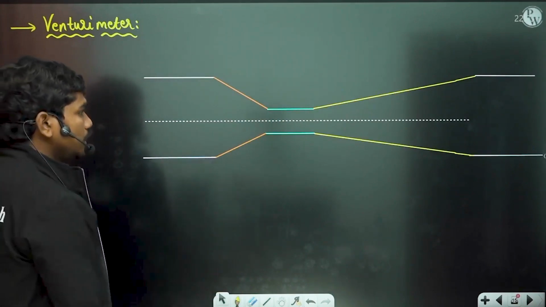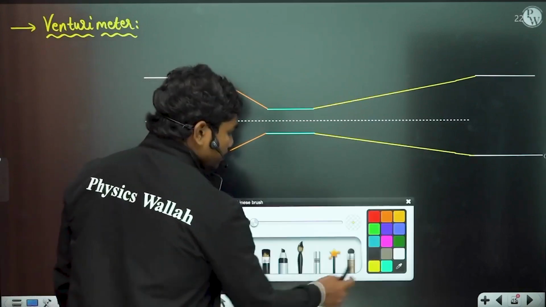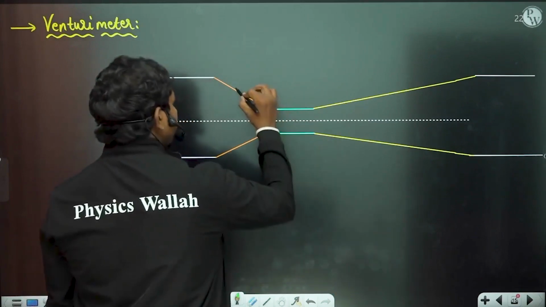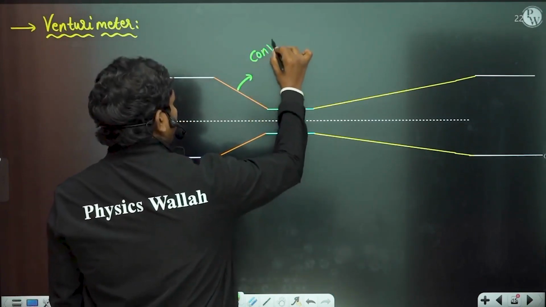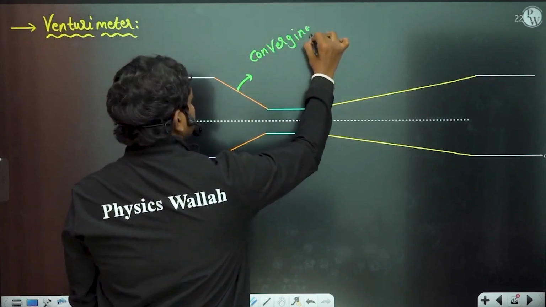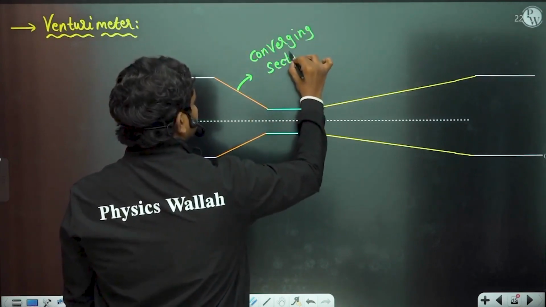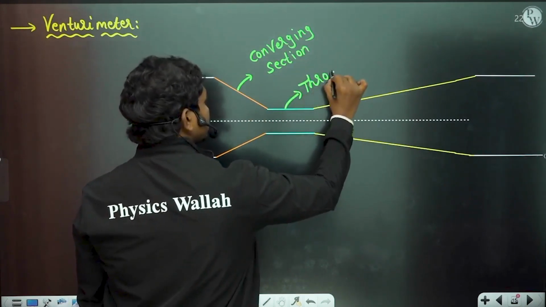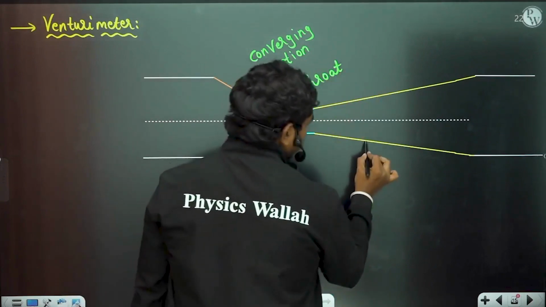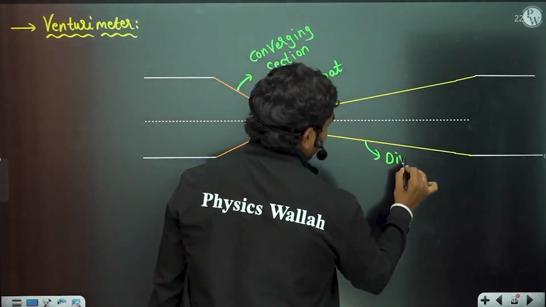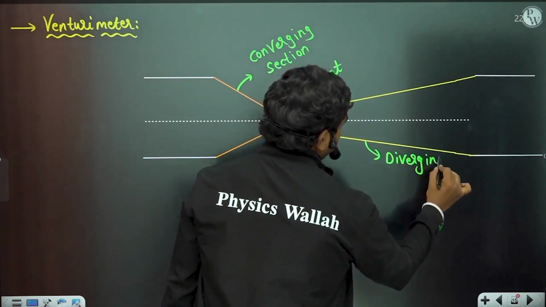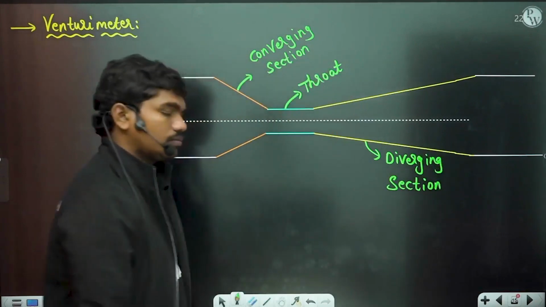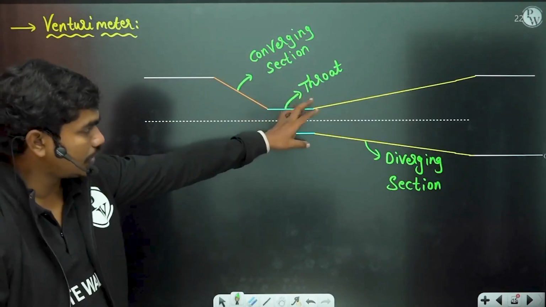Now, this is pipe and this is also pipe. This is basically a converging section. Then this part is called the throat of the Venturi meter, which is narrow, and this is the diverging section. So: converging section, throat, and diverging section.